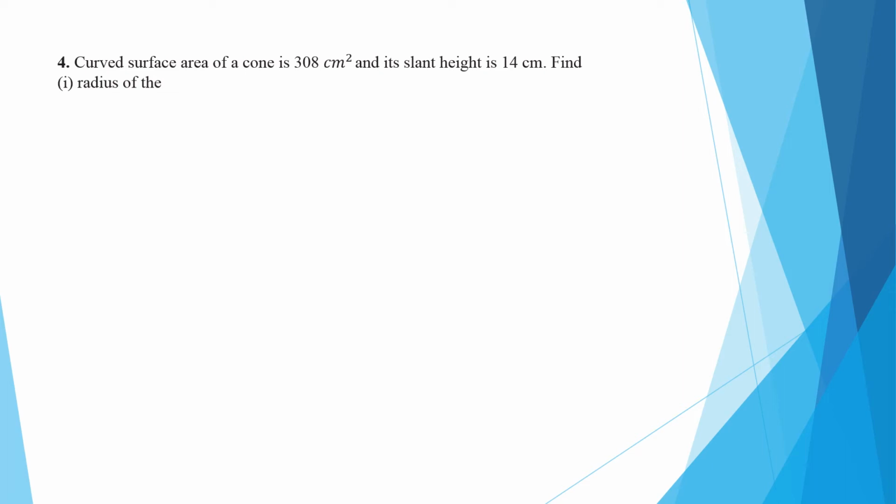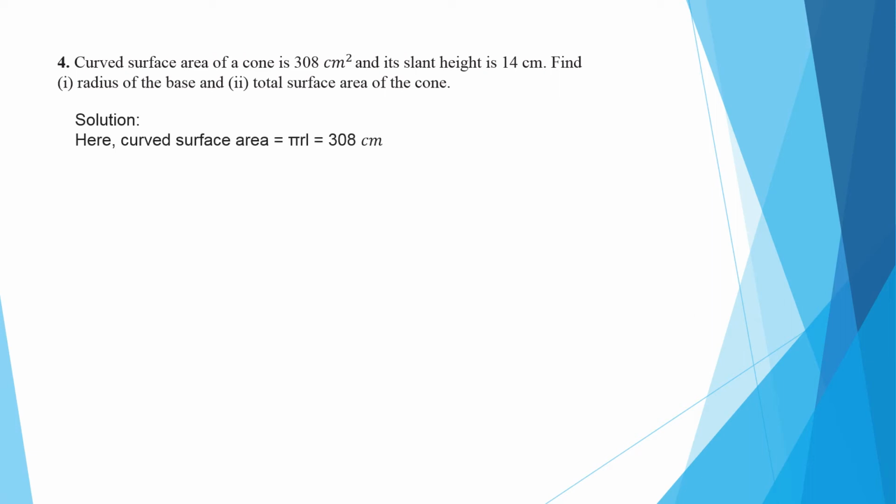We need to find the radius of the base and then we need to find the total surface area of the cone. Two things we need to find. One is radius, another one is total surface area. Given is curved surface area and slant height. So slant height is given as 14 and curved surface area, that is CSA, is 308, which is equal to pi r l.